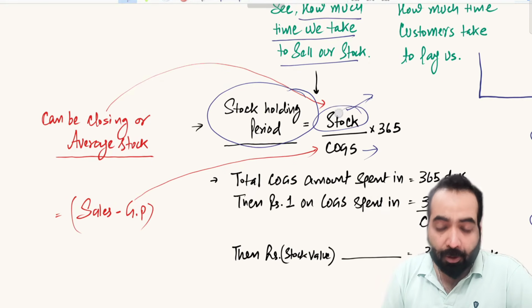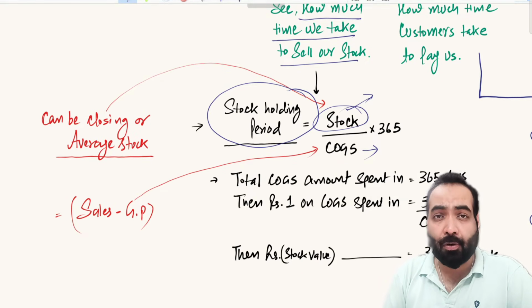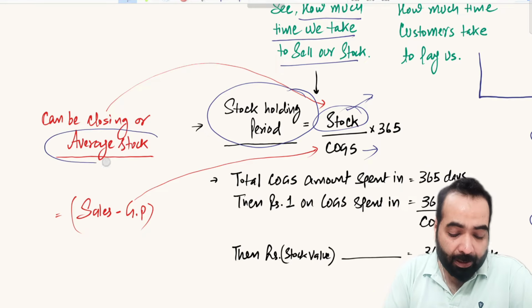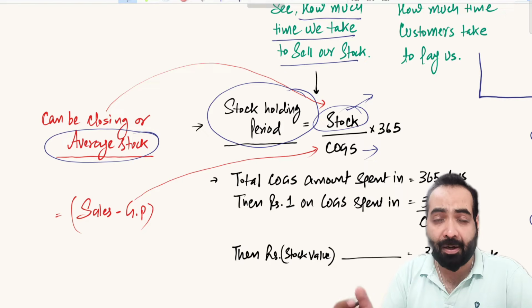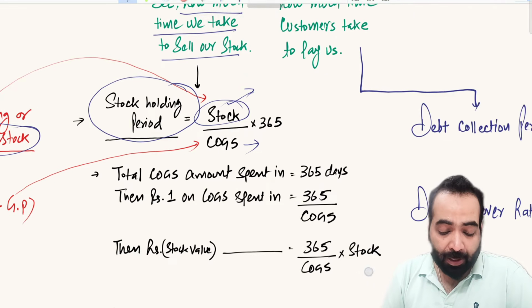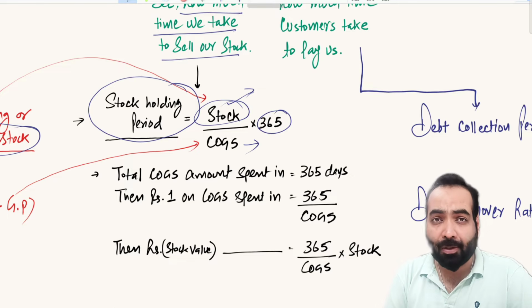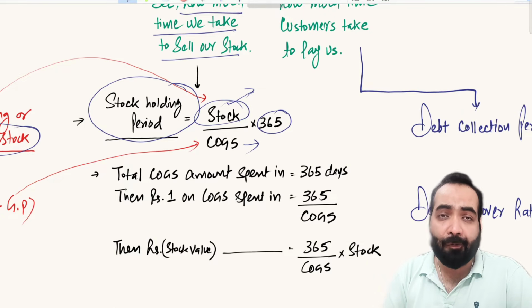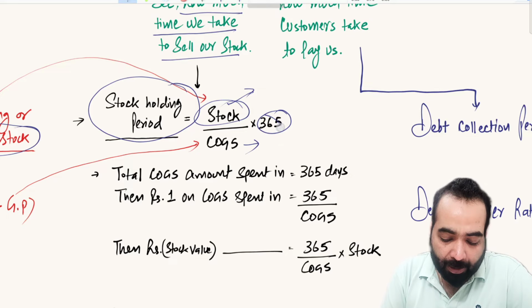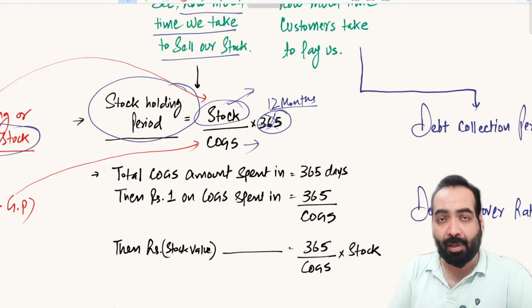For stock also, some banks are taking only the closing stock as on 31st March. Some banks are taking the average stock, that is opening stock as on the start of the year and the closing stock as of the end of the year divided by 2. So some banks are taking average stock for their calculations. So stock divided by COGS into 365 days. If you want to calculate the stock holding period in terms of days, then you have to multiply it with 365. If you want to calculate it in terms of months, then you have to multiply it by 12 months. Instead of 365, you will use 12 months as benchmark.